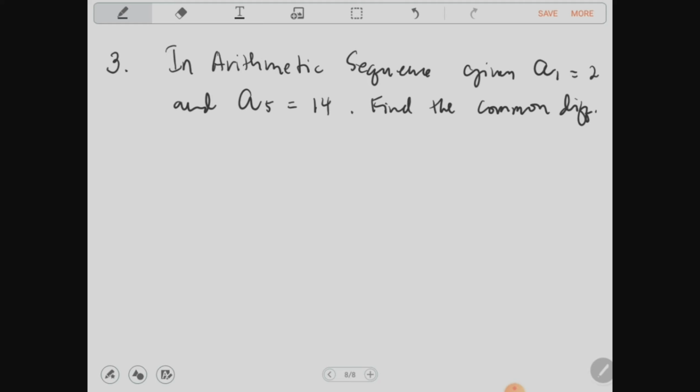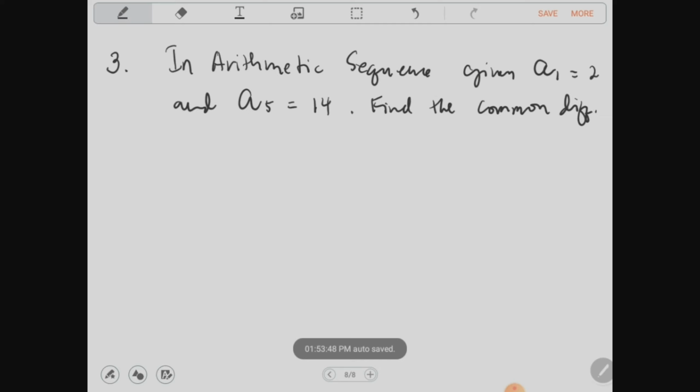Okay, so let's have our last example. In an arithmetic sequence, given that A sub 1 is equal to 2 and our A sub 5, or our last term, is equal to 14, find the common difference. Here in the last problem, we are asked to find the common difference, but we don't have any sequence of numbers to subtract to get it.